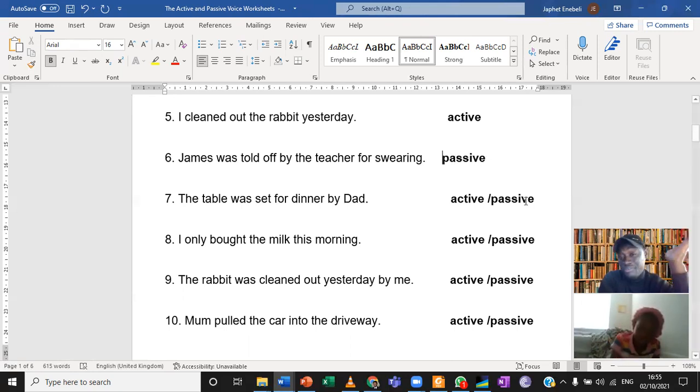Good. You're a very smart young girl. And in a sentence, once you find the word by, definitely you're going to find a passive voice. Okay. So keep moving. 60% so far.